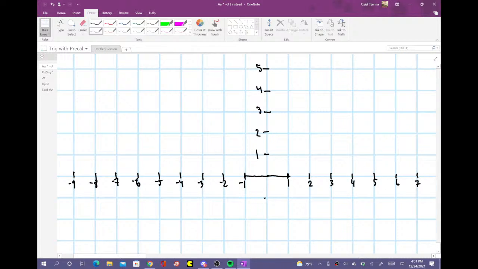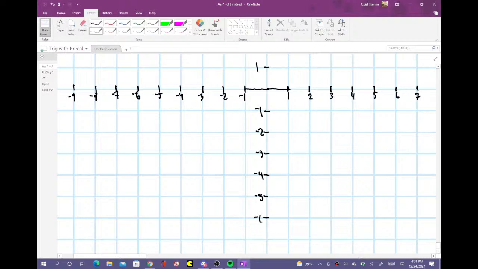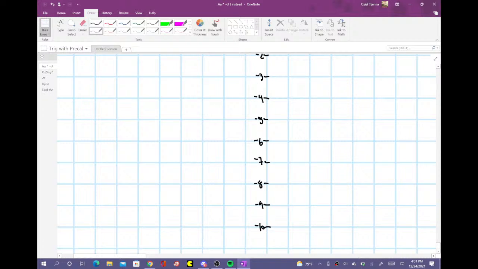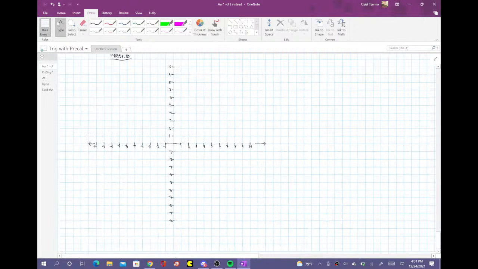And then we have here -1, -2, -3, -4, -5, -6, -7, -8, -9, -10, right? So this is basically the graph, and let me go ahead and just draw a graph like this.